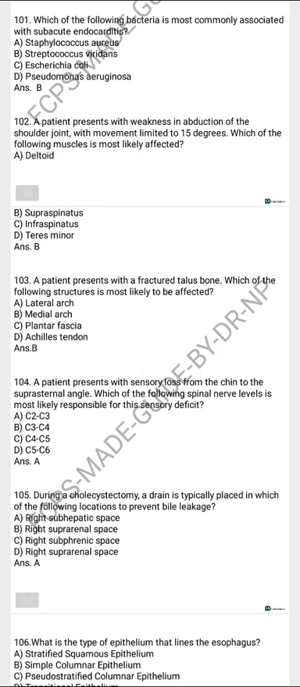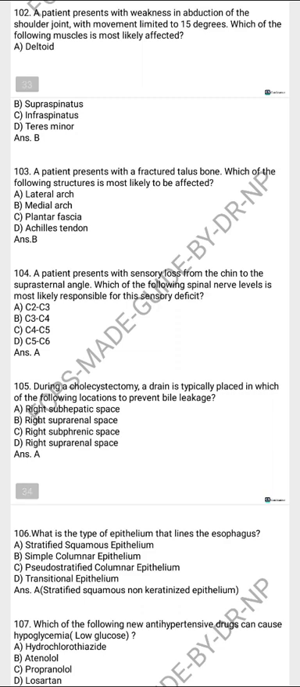A patient presents with a fractured talus bone. Which of the following structures is most likely to be affected? The medial arch. A patient presents with sensory loss from the chin to the suprasternal notch. Which of the following spinal nerve levels is most likely responsible for this sensory deficit? That is C2, C3.